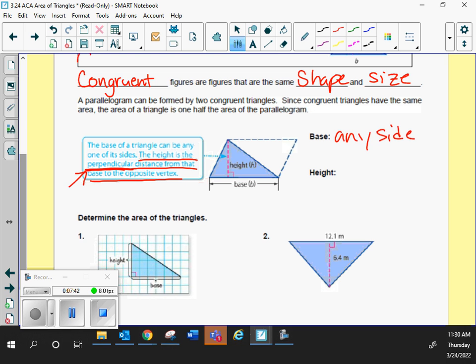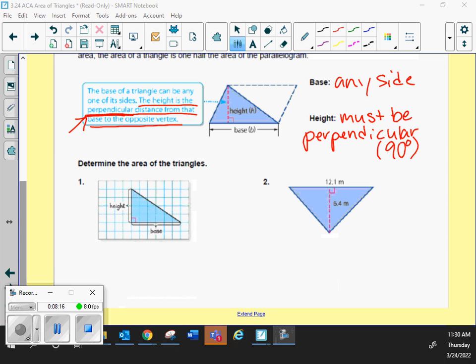Sometimes they like to spice it up and they take a triangle and rotate it just a bit, and it doesn't look like it has a base, only a height. Technically, the base can be any side, but the height must be perpendicular. Must be perpendicular. And again, what that means is it must make 90 degrees. Take a second to copy that down.